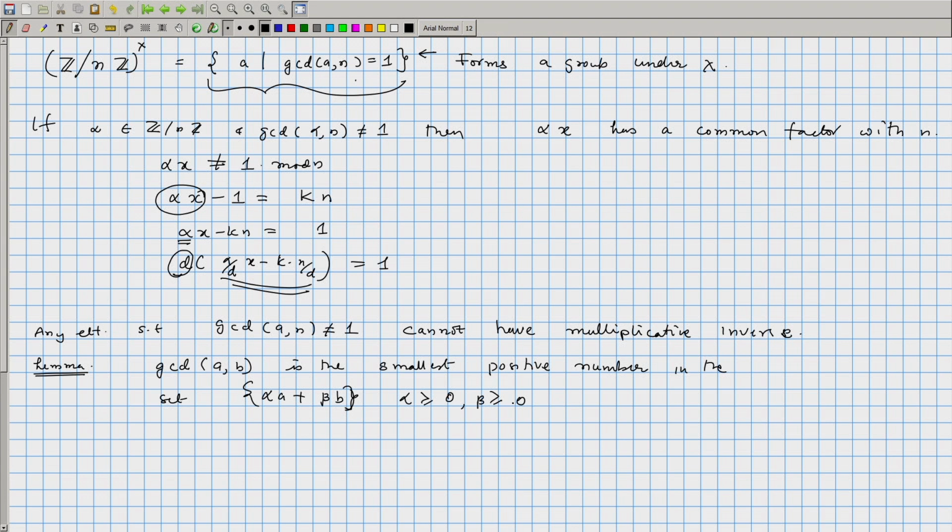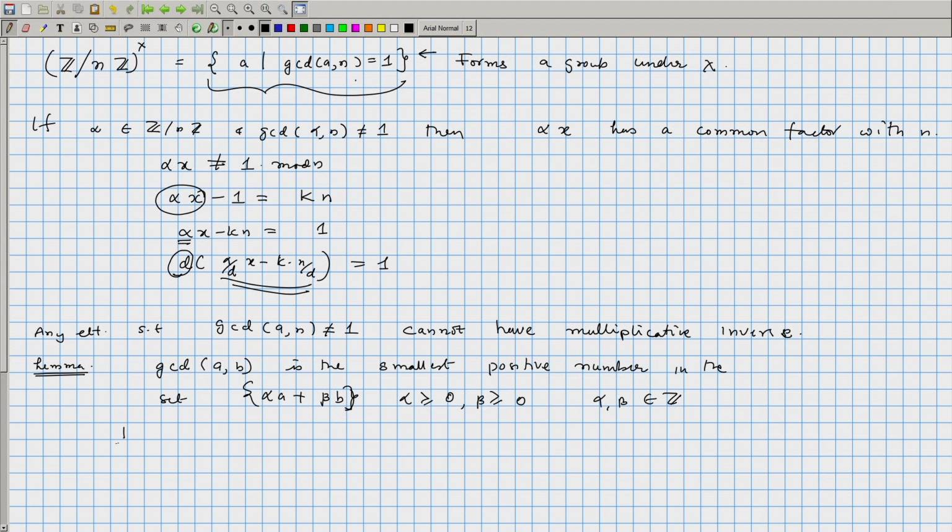Okay, so if you look at alpha A plus beta B for alpha, beta belonging to integers and take all possibilities, you will get an infinite set. In that infinite set, the smallest positive number is equal to the GCD. We will not prove this statement. It can be easily proved from basic number theoretic facts, but you can either treat this as the definition of GCD. Let us work out one example.